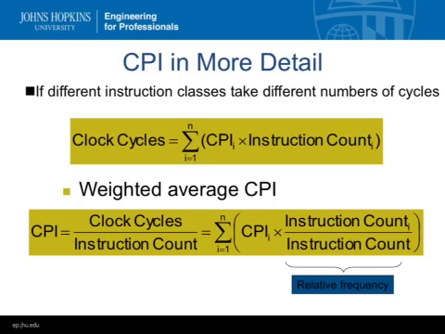If we have a number of different kinds of instruction classes that take different numbers of cycles, we sum them all up, get the total number of clock cycles by multiplying the CPI for a particular kind of instruction times how many instructions of that type there are in that program. And we sum up all the different kinds of instructions and their CPI. Then we get a weighted average of CPI by taking that value and dividing it by the total instruction count.